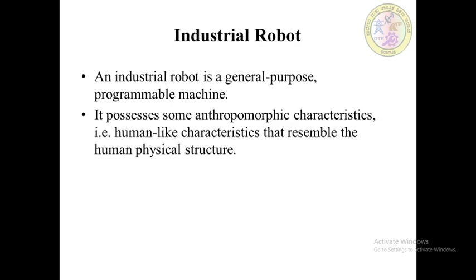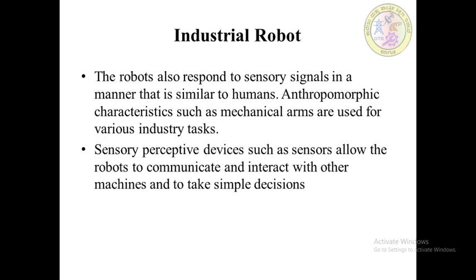And the next concept is the industrial robot. An industrial robot is a general purpose programmable machine, and it possesses some anthropomorphic characteristics, just like human characteristics that resemble the human physical structure. The robots also respond to sensory signals in a manner similar to humans. Anthropomorphic characteristics such as mechanical arms are used for various industry tasks.